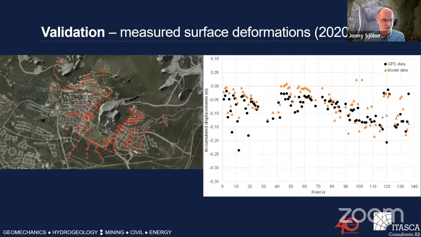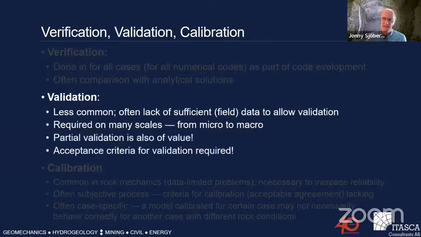And where there's disagreement, well, that's a clue where we should look closer into the model. Maybe there's some feature missing, maybe there's another structure, maybe slightly different rock conditions. So what I want to say with this is that even partial validation is valuable. But similar to calibration, we need to develop acceptance criteria for when validation is good enough.